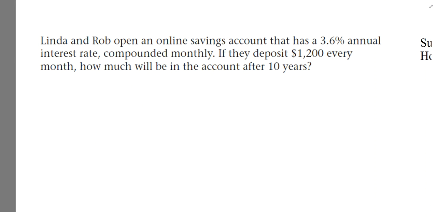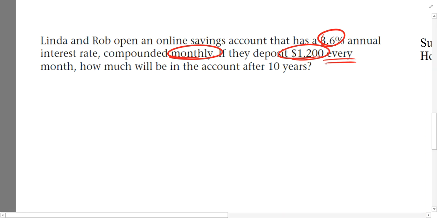In this example for Linda and Rob, it's much the same. We have an interest rate. We're compounding interest at a periodic rate. We invest money periodically. It's invested every month. And we want to know how much will be in the account, or the ending balance, after 10 years. Pause the video now, try this work on your own, and check your answer again in just a moment.